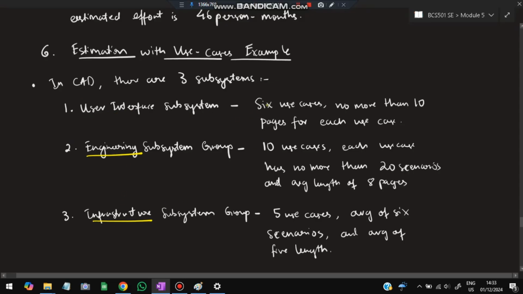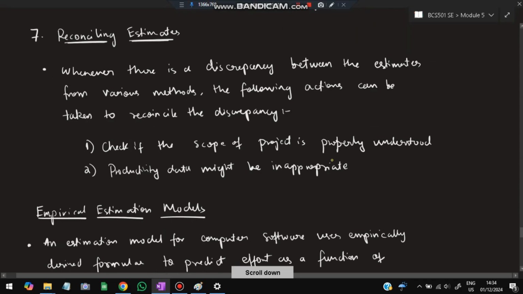Okay, so for each of these there will be some use cases and the number of pages required for those use cases. There can be use cases as well as scenarios present inside that, and based on that we will be calculating if it is good quality or not. The estimation is made based on how many use cases there are and how many pages and scenarios can be generated. Okay, now we have discussed a few estimation techniques, right?